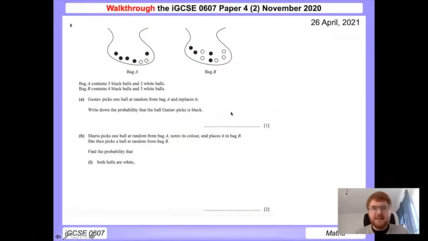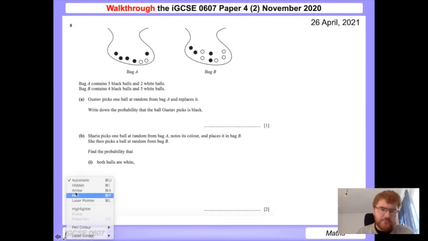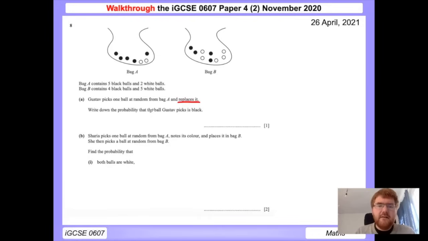To question 8. Bag A contains 5 black balls and 2 white balls. Bag B contains 4 black balls and 5 white balls, as in the diagram. Gustav, I always like their names, picks 1 ball at random from bag A and replaces it, so that's very, very important when we're looking at these kind of questions. Write down the probability that the ball Gustav picks is black.